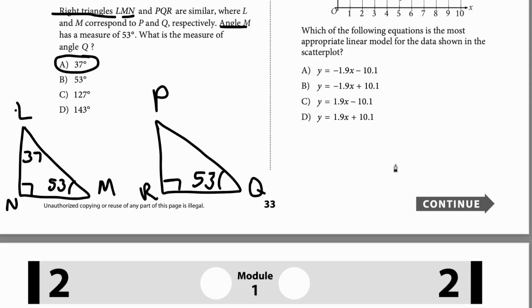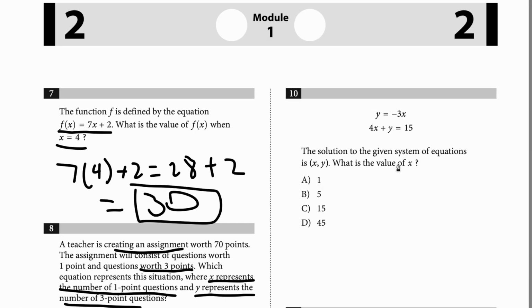Now let's move on to number 10. Y equals negative 3x and 4x plus y equals 15. The solution to the given system of equations is x comma y. What is the value of x?